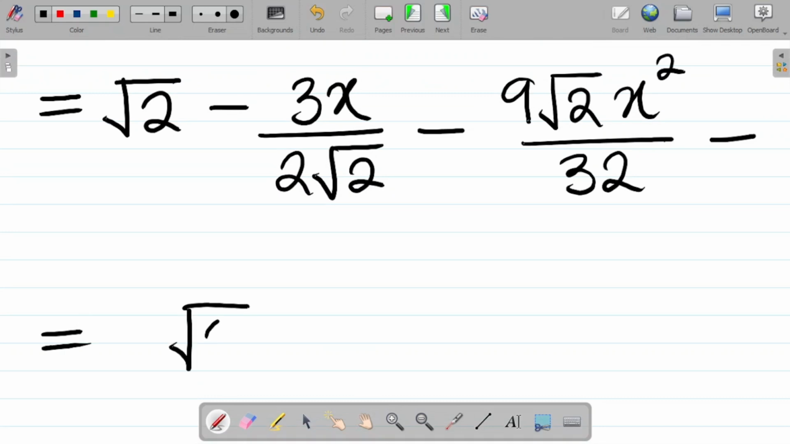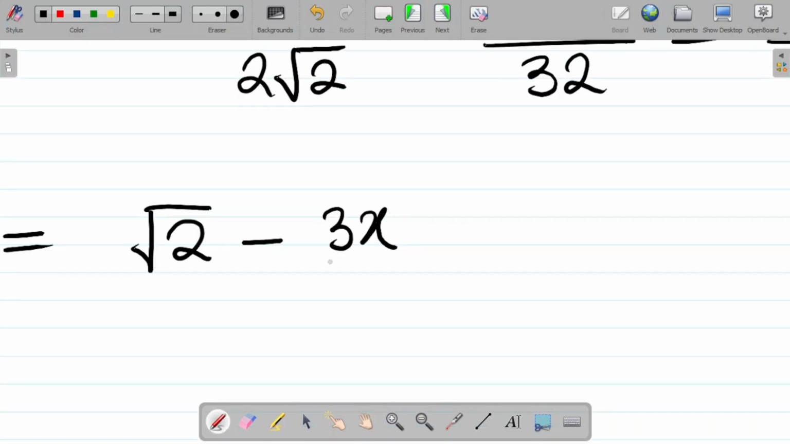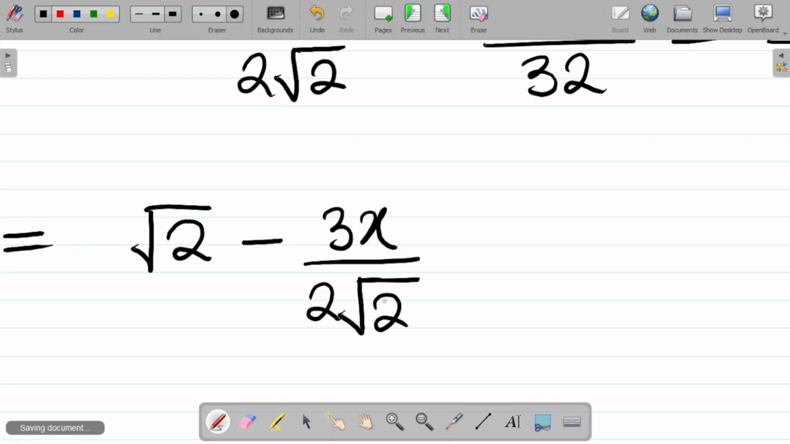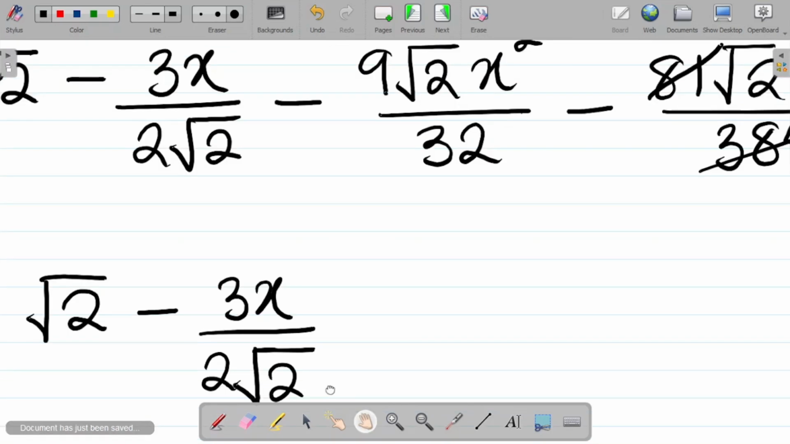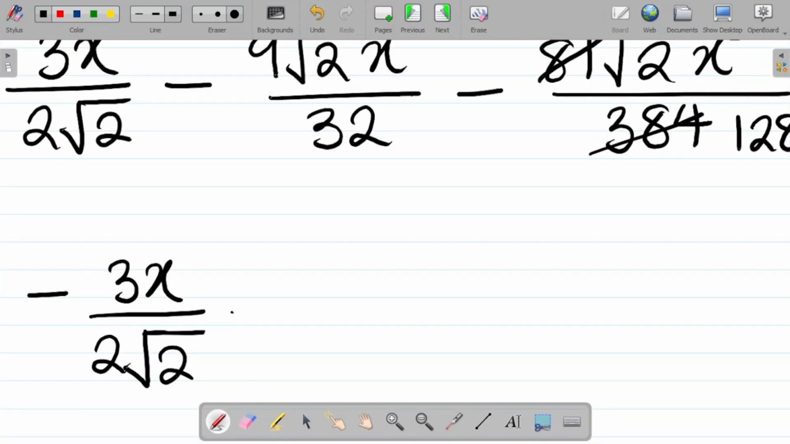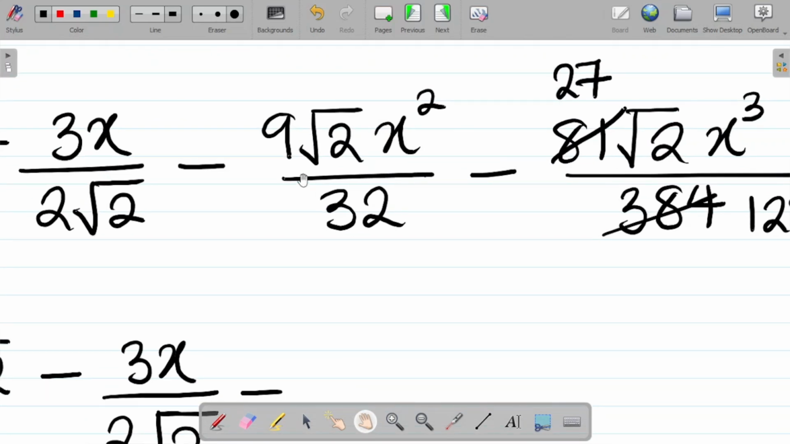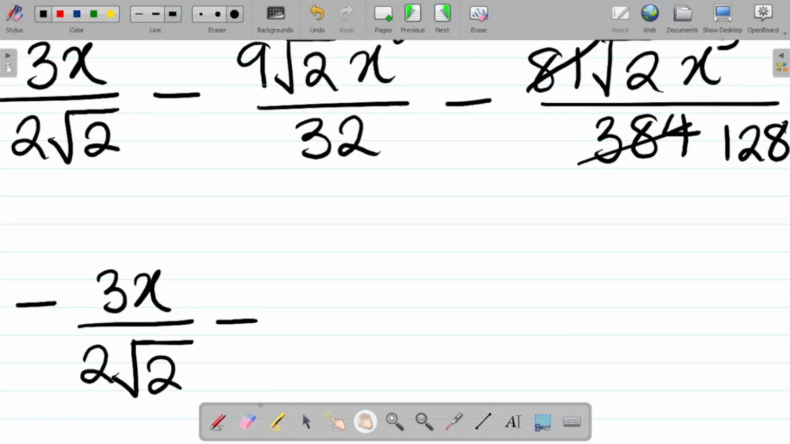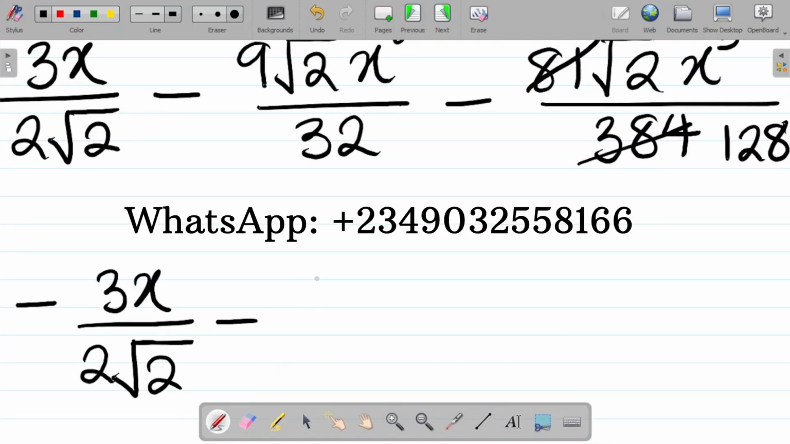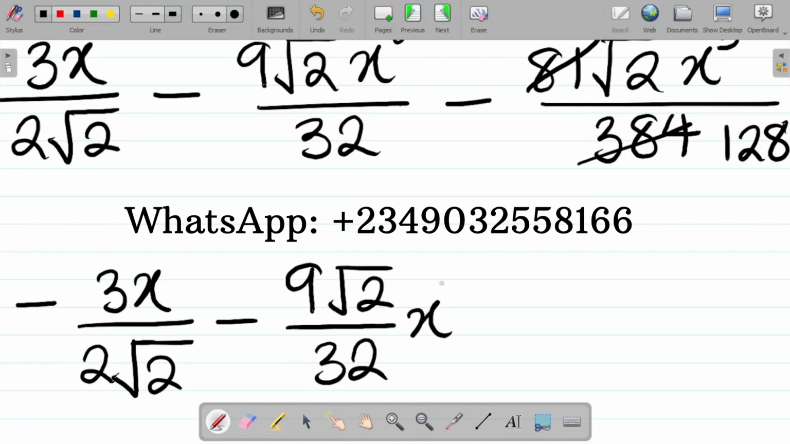That's my first term, root 2, minus, we have 3x all over 2 root 2. That's my second term. Okay, next up we have minus, we have this as 9 root 2 x squared. That becomes 9 root 2 all over 32. You can bring out the x squared. This is like the most professional way of writing this.